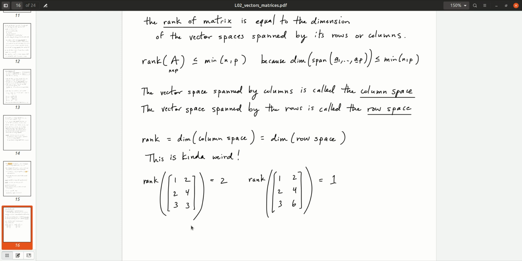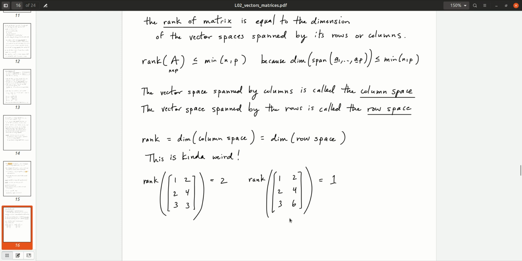Now, if we look at this from the row perspective, we see that the second row is just twice the first row. So we could kick out the second row and look at the first and the third row. But the third row is not a multiple of the first row, because in the third row, the second element is equal to the first, and that's not true of the first row. So the first row and the third row are linearly independent, and therefore the dimension of the row space is also 2.